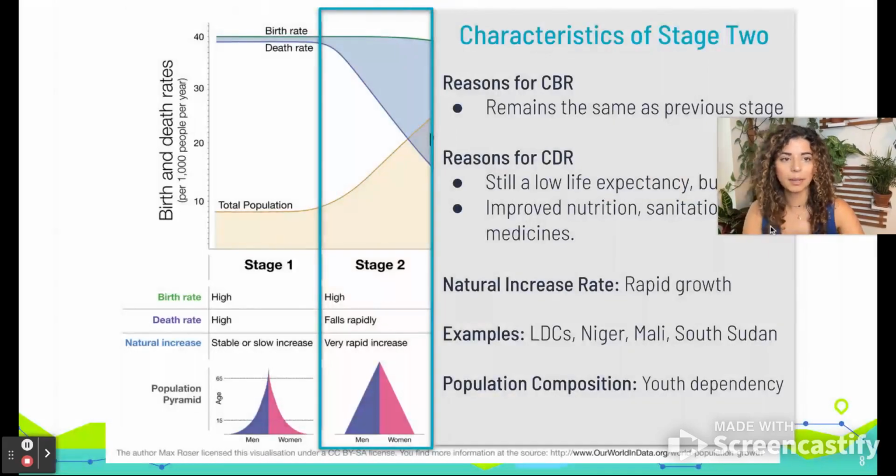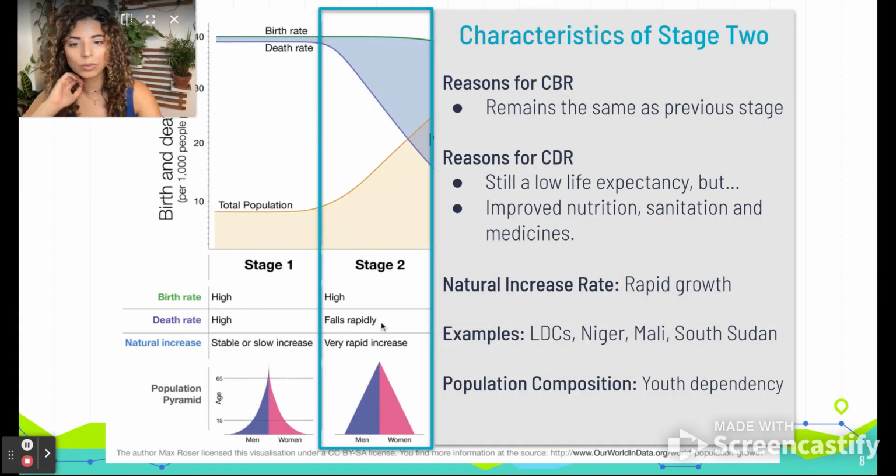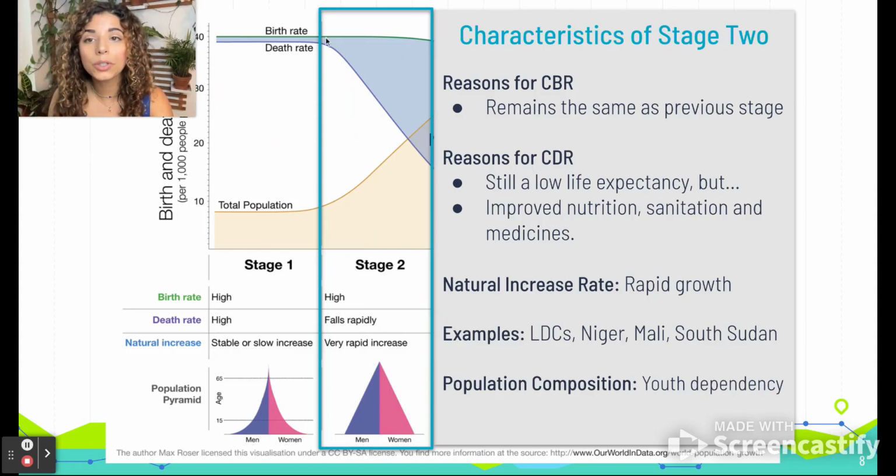So for stage 2, right here. Crude birth rate is still high, still the same as the previous stage, but crude death rate, this is where we see a big difference. So still low life expectancy, but we do start to see some development, some improved nutrition, sanitation, and medications. So people are able to survive and not die as quickly.